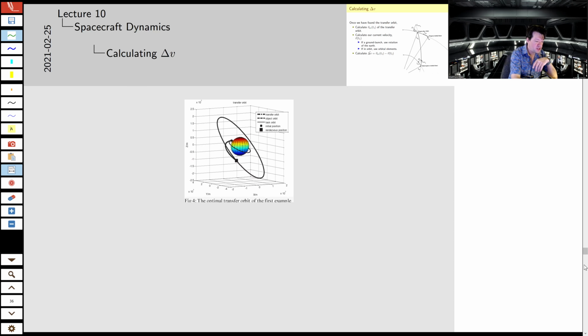Now here's an illustration of this: two non-coplanar orbits. I don't know why I made it so small. We're trying to get from point A to point B. And here's our transfer ellipse, whose orbital plane lies in neither orbit. So you see the transfer there.